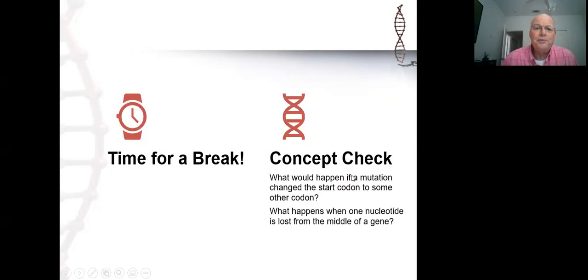So one more concept check, obviously not a break, because we are at the end of the presentation, the end of the chapter. So two concept check questions. What would happen if a mutation changed the start codon to some other codon? What happens when one nucleotide is lost from the middle of the gene?